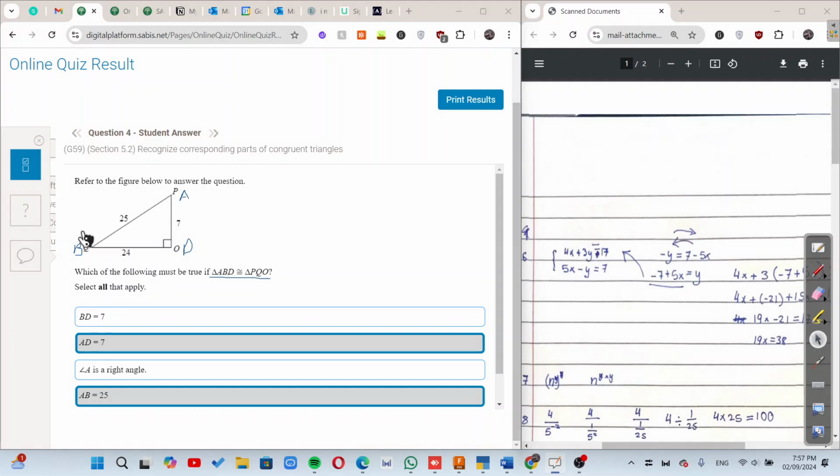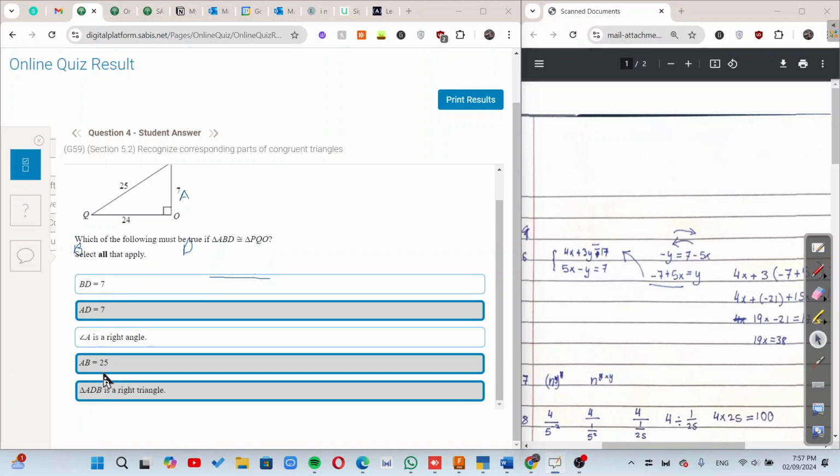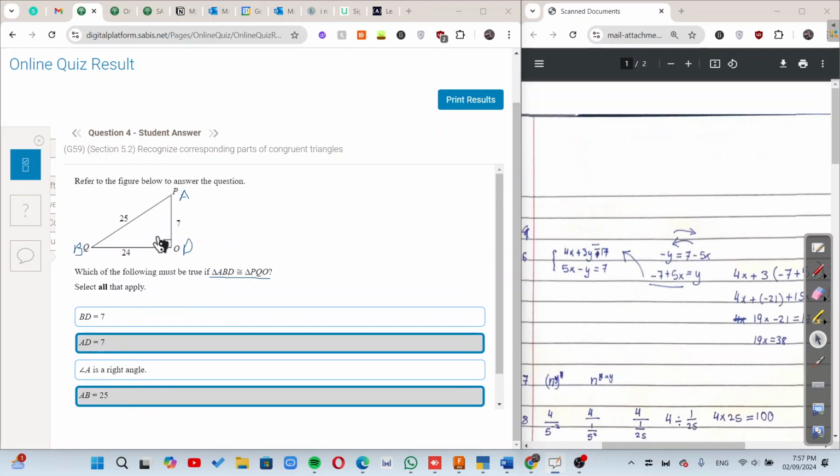Is BD equal to 7? No, it's equal to 24. Is AD equal to 7? Yes, it's equal to 7. Is A the right angle? No, it's not. D is the right angle. Is AB equal to 25? We could see that AB is equal to 20. Is ABD a right triangle? So PQO is a right triangle, making ABD also a right triangle. Okay, on to the next question.